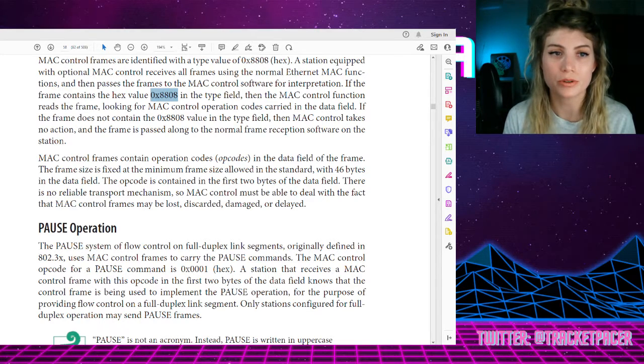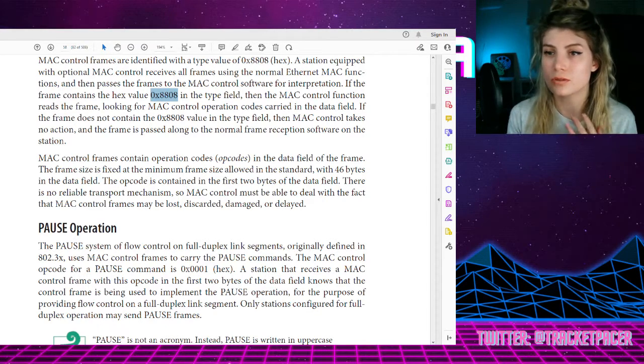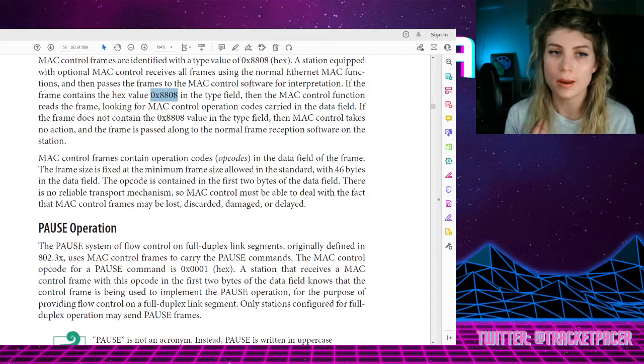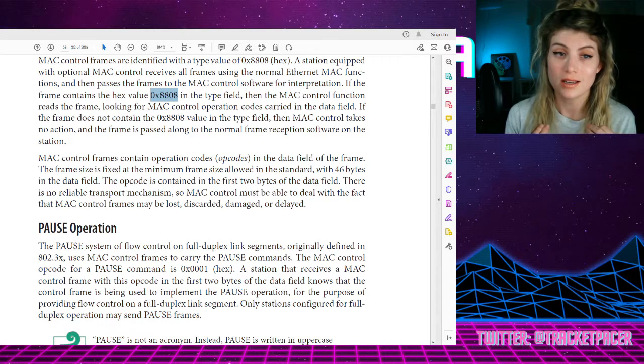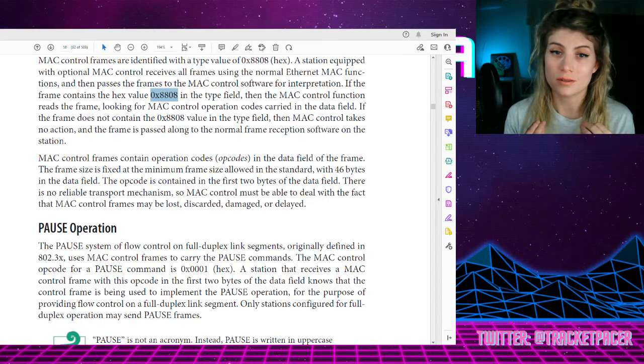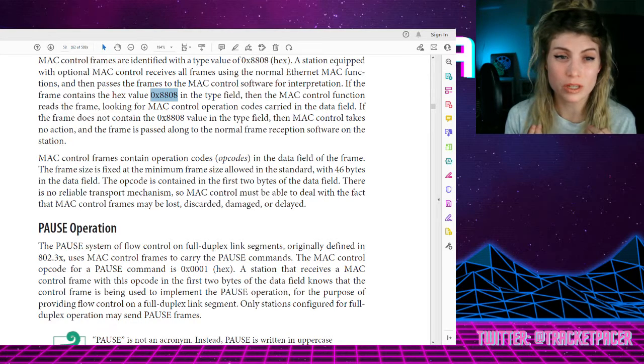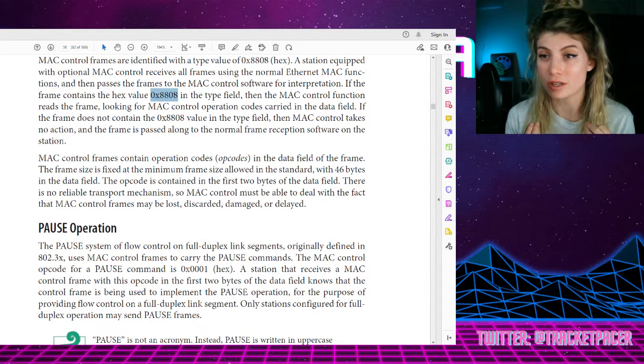A station equipped with optional MAC control receives all frames using the normal Ethernet. Okay, so our station receives all the frames we're getting. No difference between them, the normal stuff and MAC control. But it's always going to be looking out, I guess, for that hex value of 8808. And if it sees it, then it's going to actually look deeper, I guess. It reads the actual frame. Maybe it's not reading the frame.